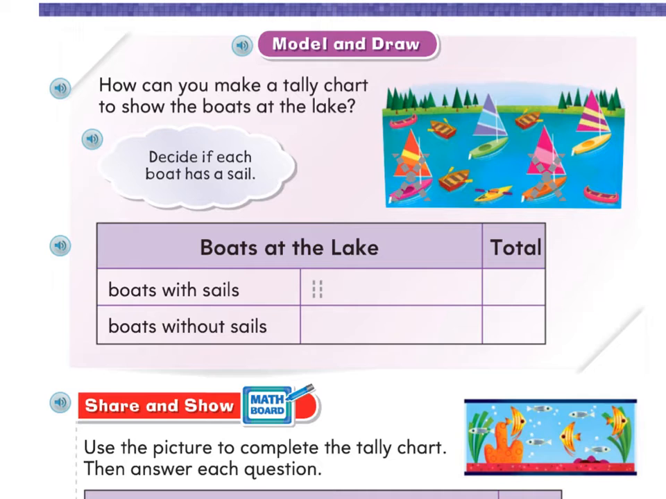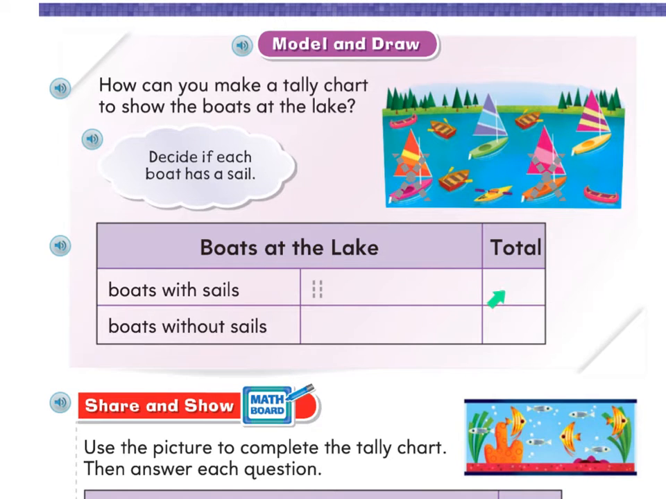All right, I'm on page 606. It says, how can you make a tally chart to show the boats at the lake? Decide if each boat has a sail. That's an important part. Okay, so we have some boats over here that are in the lake. Some of them have a sail, like that one, and some of them do not have sails. Okay, so we have boats at the lake. We need to record boats with sails and boats without sails. So go ahead and maybe cross it off as you go. Mark the number of boats with sails and start with those tallies and keep going.